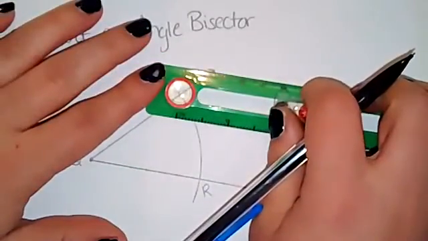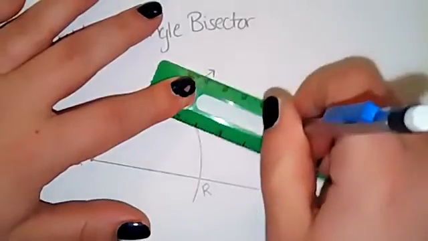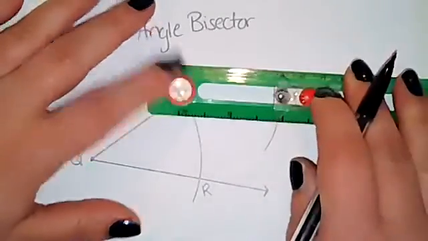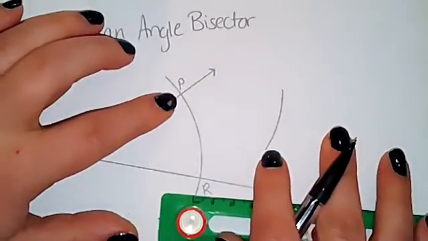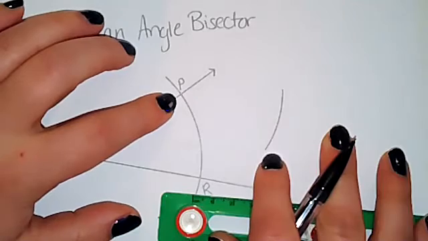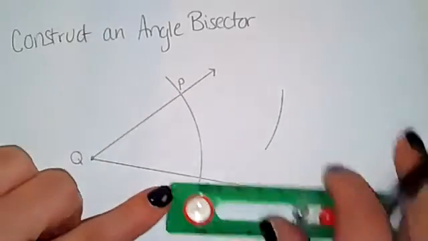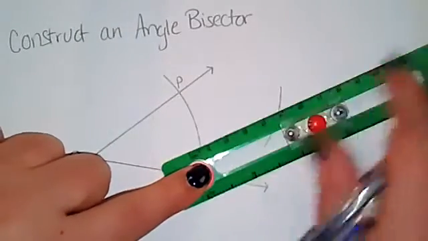We're going to put our compass on P. Everything on this arc that I'm drawing is equidistant from P. Now is a set it and forget it step. Do not adjust the slider. We're going to repeat that process on R.